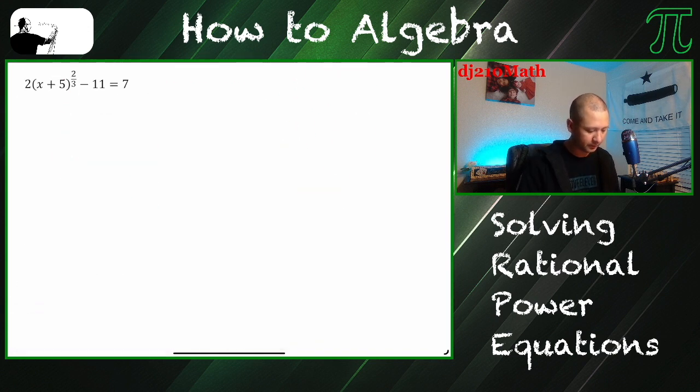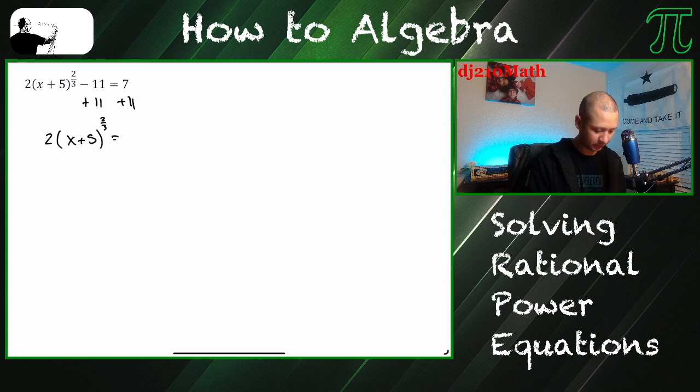Let's see another example. 2 times x plus 5 to the 2/3 power minus 11 equals 7. So again, I'm going to start by adding 11 to both sides. So 2 times x plus 5 to the 2/3 equals 18. Isolating the x part, I'm going to divide both sides by 2. So x plus 5 to the 2/3 is equal to 9.